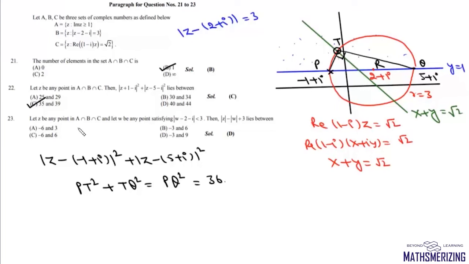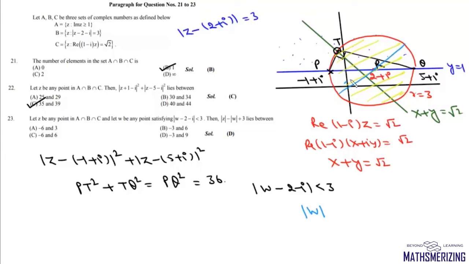Now the next question is, let Z be any point in A intersection B intersection C, and let W be any point satisfying mod of W minus 2 minus iota is less than 3. Now W is set of all points lying inside this circle. So we have this W. Now we'll find minimum and maximum value of mod W. Now we know that minimum and maximum value will occur along line joining this origin and center of the circle.